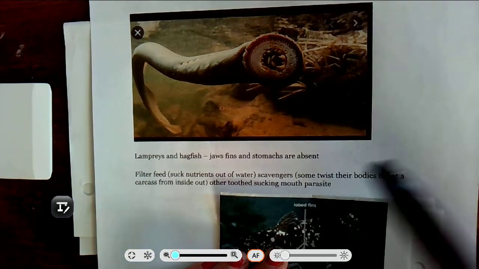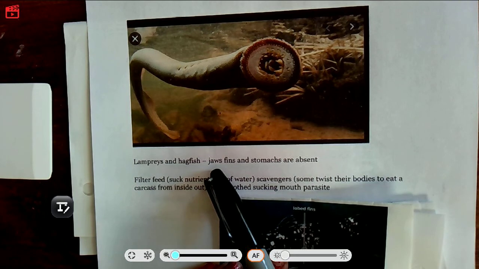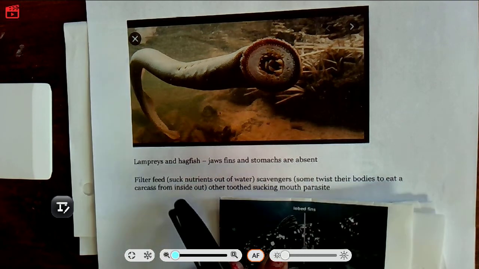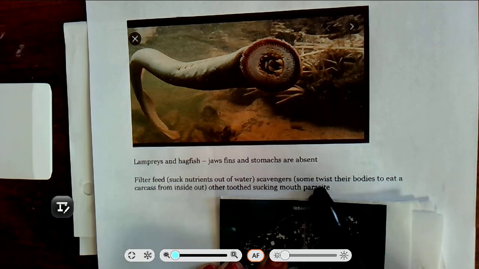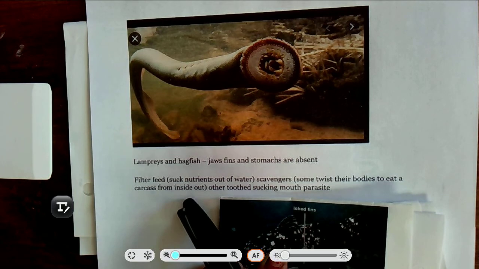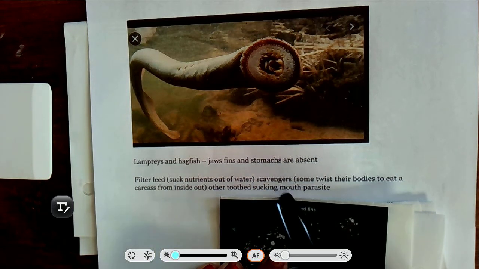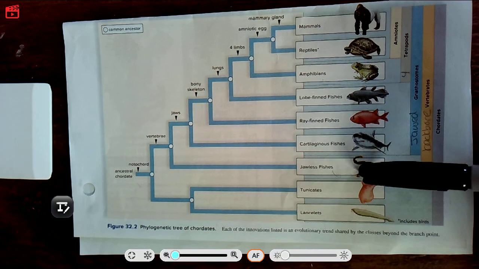I have this one here. Lamprey and hagfish are jawless fish. So they lack jaws, fins, and stomachs. Some of them filter feed, they just suck the nutrients out of the water. Others are scavengers. They can actually twist their body to eat the carcass from the inside out. And others have sucking mouth parts, and they can attach to a whale and act as a parasite. So those are our jawless fish.